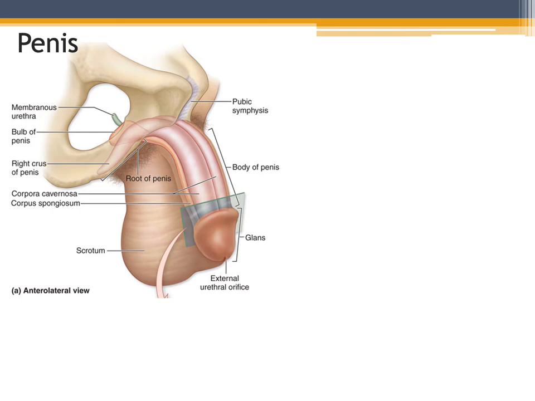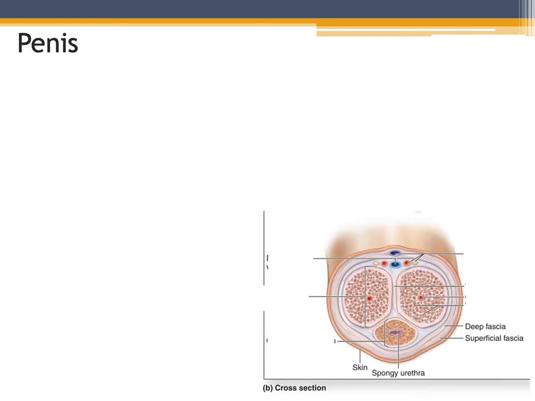If we go ahead and look at the penis in cross section, we have the skin or the integument wrapped around the entire body of the penis. The central pore within the penis will be the spongy urethra. In between the urethra and the skin itself, we have two layers of fascia. We have what's referred to as the superficial fascia and the deep fascia. The superficial and deep fascia will run in line with the suspensory ligament that is holding the penis to the pubic symphysis on the anterior side.